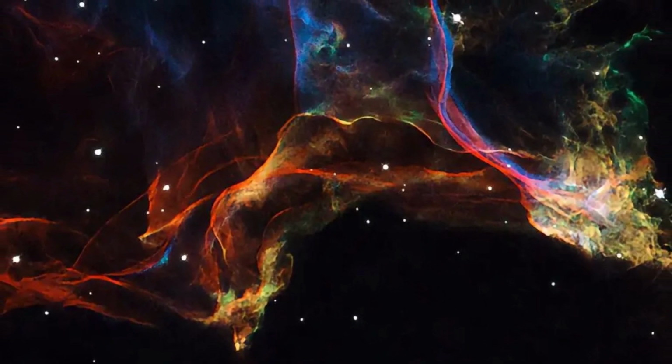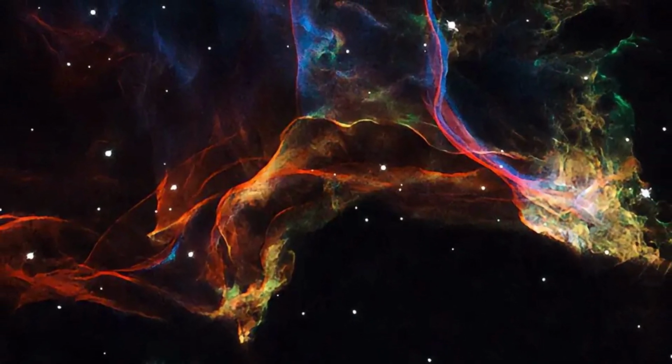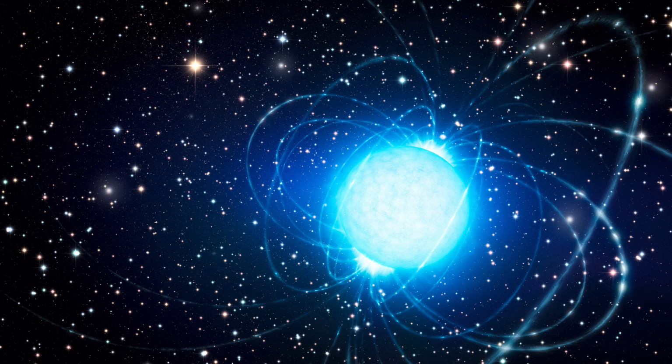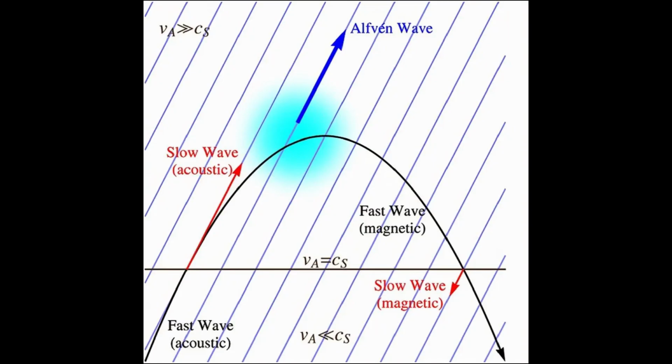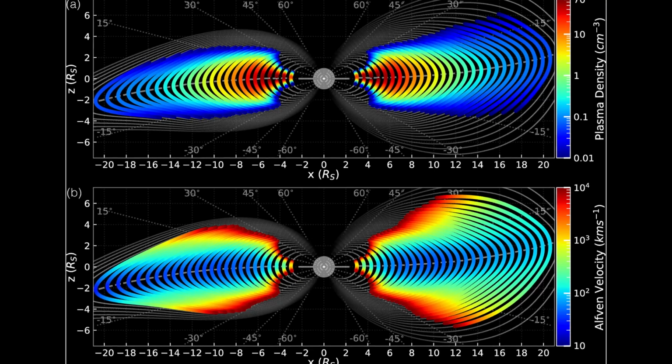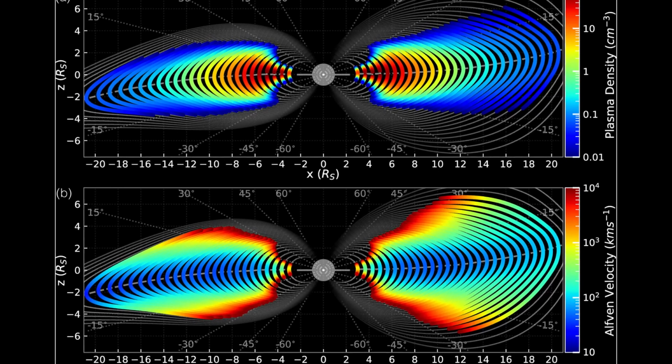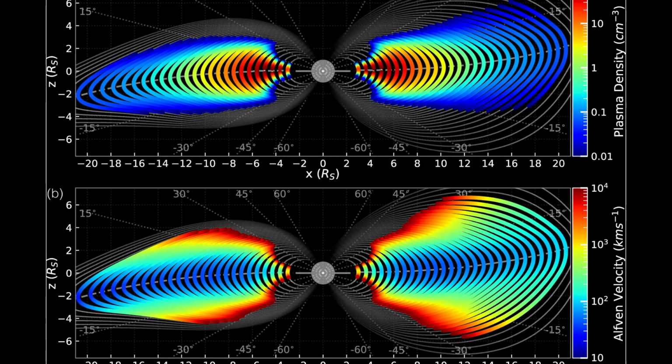effect. But now let's look at how energy moves through plasma using two key processes, Alfvén waves and magnetic reconnection. Alfvén waves are oscillations in plasma where magnetic fields act like tension strings, transmitting energy along their lines.